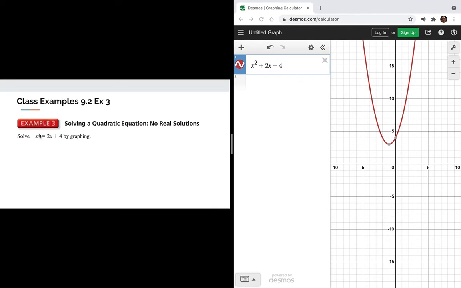So you can take this one and rearrange it into this format, but our last part is there are no answers, there are no x-intercepts, so there are no solutions for this one.